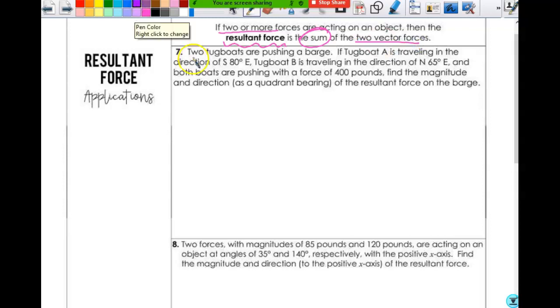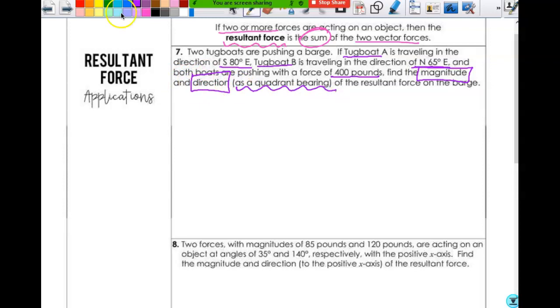Number 7 says 2 tugboats are pushing a barge. If tugboat A is traveling in the direction of south 80 degrees east, tugboat B north 65 degrees east. Both boats are pushing with a force of 400 pounds. Find the magnitude and direction as a quadrant bearing of the resultant force on the barge.